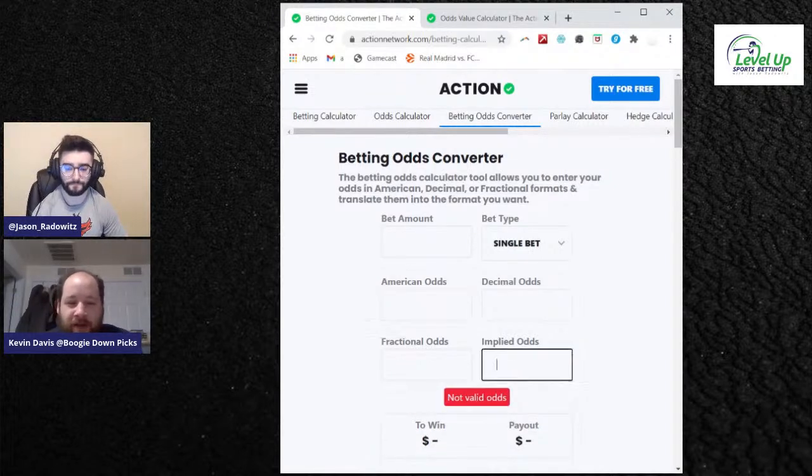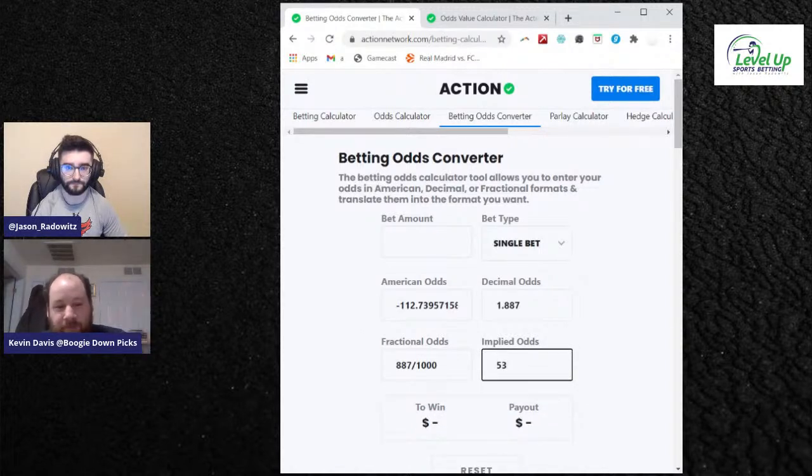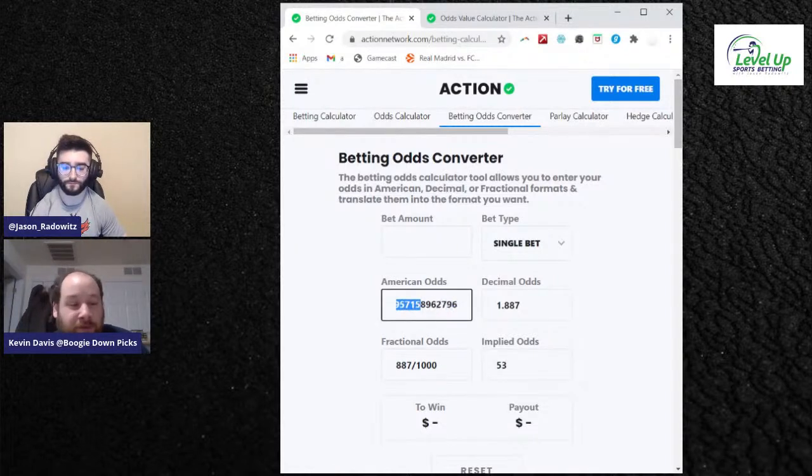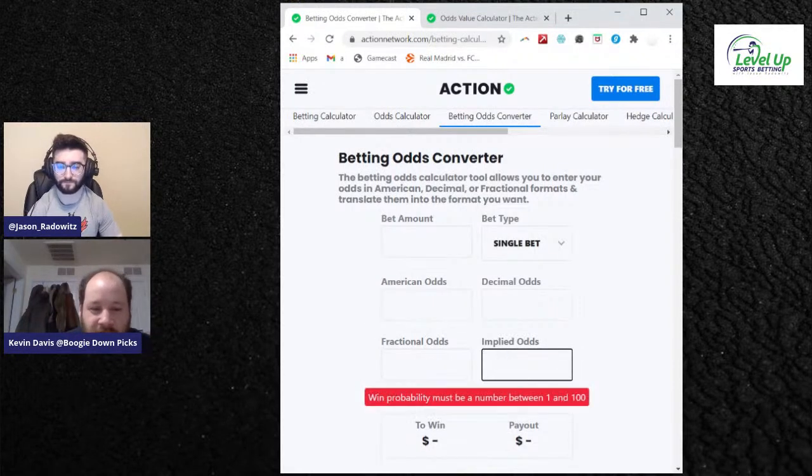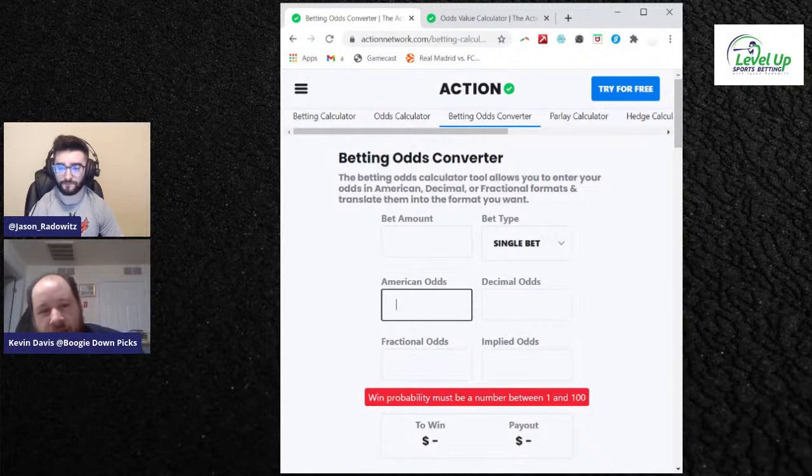Or what if you say, okay, I think this event has a 53% chance of happening. If it's 53%, it would be priced at minus 113 if those are the fair odds. So let's say you like a game and you think the team has about a 71% chance of winning.